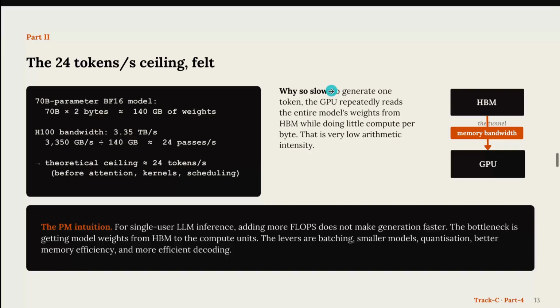So why are we saying this is slow? To generate one token, the GPU repeatedly reads the entire model's weights from the HBM while doing little compute per byte. This is very low arithmetic intensity. So much data is being passed from here to here, but not many calculations are happening here. This is the problem with single user LLM inference. Everything is happening in sequence and enough compute is not being used.